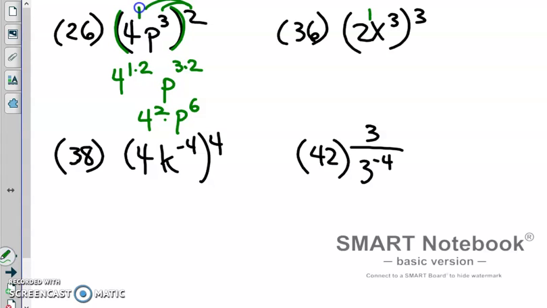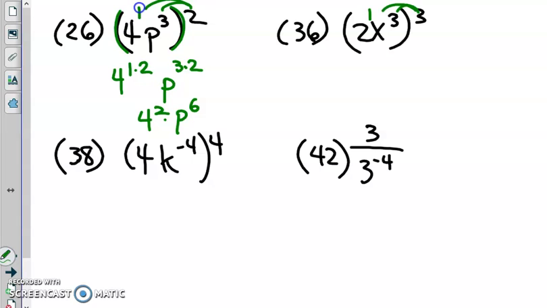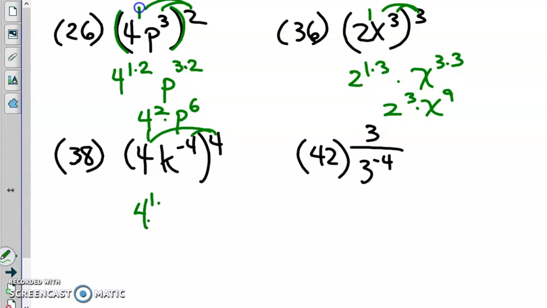So in 36, it becomes 2 to the first. This is the multiplication rule, so we're going to multiply the 3 to the 1, and we're going to multiply the 3 to the 3. So the final answer here is 2 to the 3rd times x to the 9th. This one here we're multiplying the exponent of 4 to the 1 for the 4, and to the negative 4 on the k. So we end up with 4 to the 4th times k to the negative 16th.